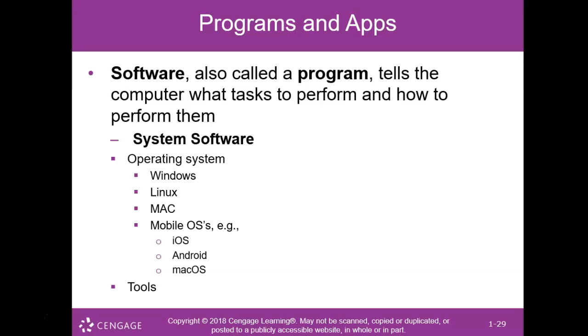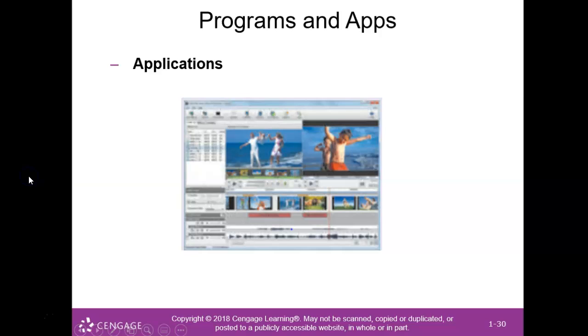Even mobile, and so there are different types of operating systems like Windows, Linux, and Mac are three different proprietary operating systems. Our mobile devices also have their own separate operating systems. iOS is an operating system, Android, and Mac OS, just to name a few examples.